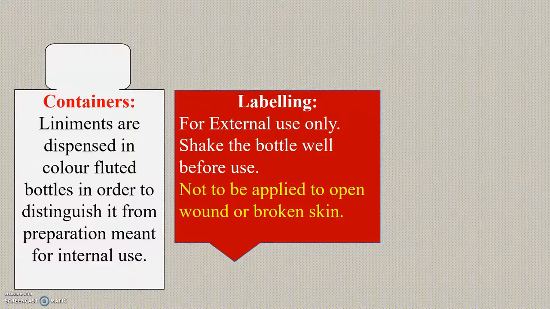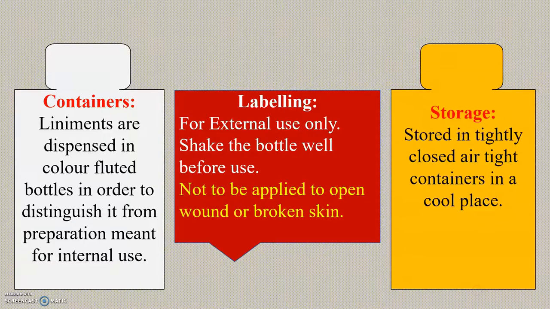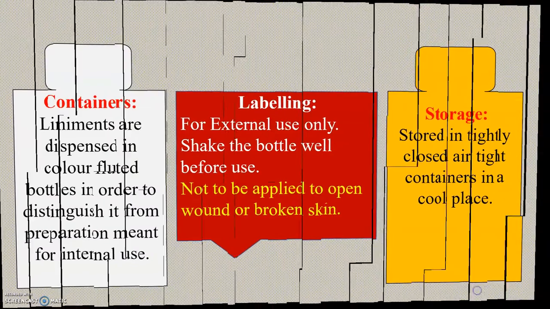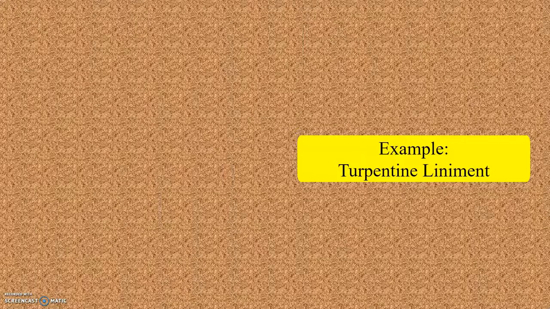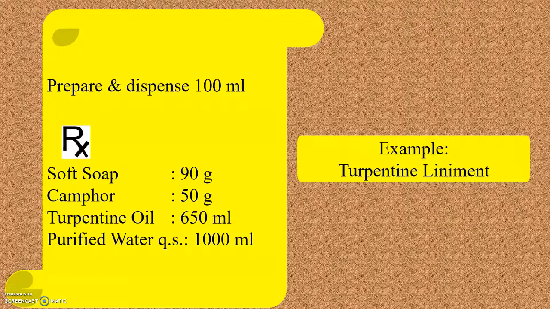And last and the important instruction on the label, that is not to be applied to open wound or broken skin. Now let us see the storage conditions of liniments. The liniments are stored in tightly closed airtight containers in a cool place. Now, let us see the example of liniment, that is turpentine liniment. So, this is the prescription of turpentine liniment, which contains the ingredients that are soft soap, camphor, turpentine oil, and purified water.